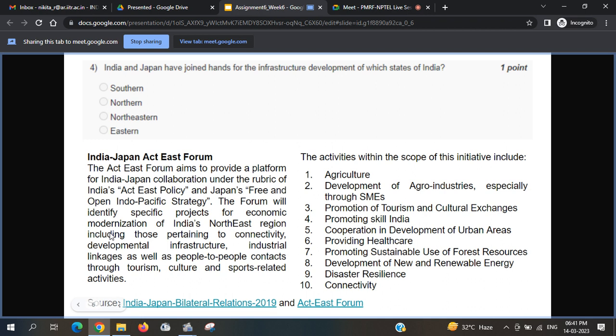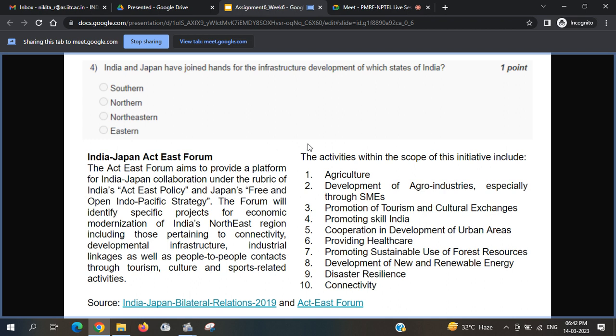So, as a part of India and Japan's bilateral relations, this Act East Forum has been established, and what the forum intends to do is to identify specific projects for economic modernization of India's northeastern region, including those pertaining to the connectivity of the region, developmental infrastructure in the region, industrial linkages of the region to other areas, both domestic linkages and international, as well as people to people contact through tourism, culture and sports related activities.